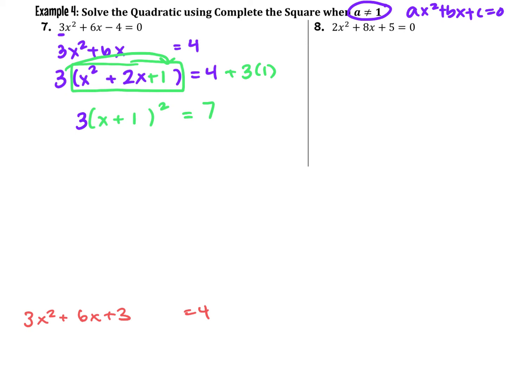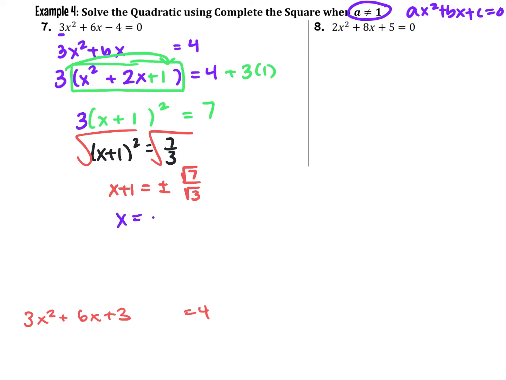We're going to divide both sides by 3, so x plus 1 squared equals 7 over 3. Then we can take the square root of both sides, so x plus 1 equals plus or minus the square root of 7 over the square root of 3. And then subtract 1, so x equals negative 1 plus or minus the square root of 7 over the square root of 3.